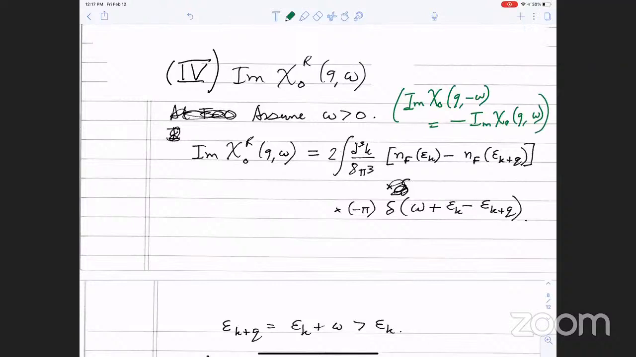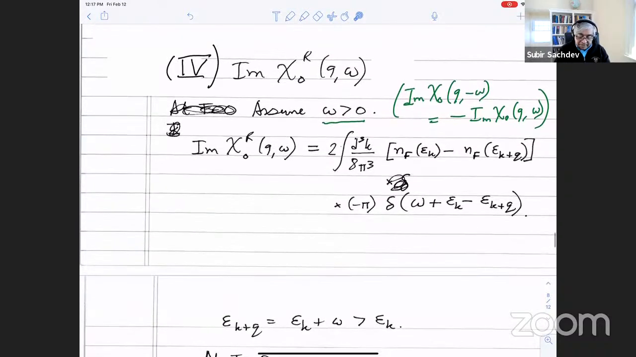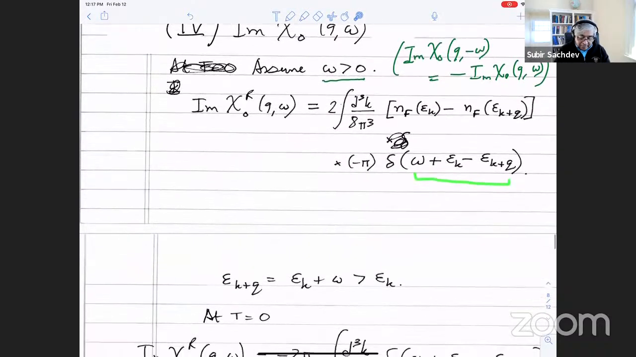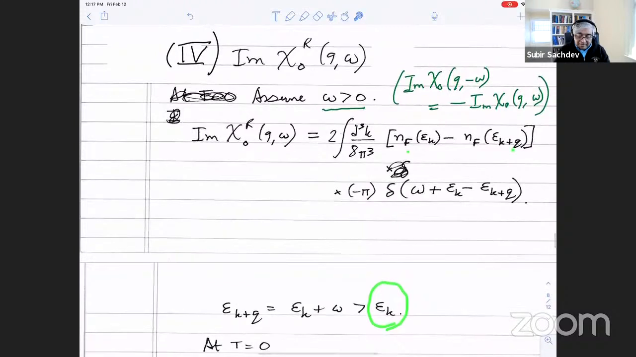But anyway, now let's just compute this thing in the simplest case we have going. So the frequency is greater than zero. Let's assume it's greater than zero without any loss of generality. And so for this delta function to be satisfied, we must have e_{k+q} = e_k + omega, so e_{k+q} must be greater than e_k. So now you look at this thing. If you look at the Fermi functions, you want one of them to be one and the other one to be zero. Otherwise the whole thing is zero.